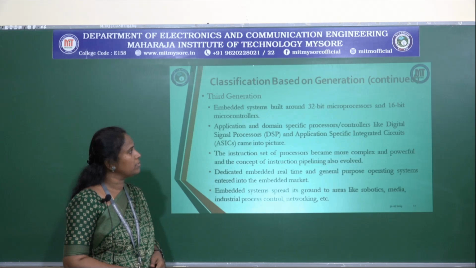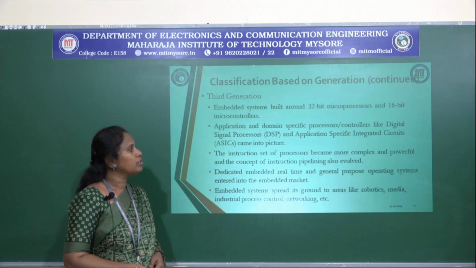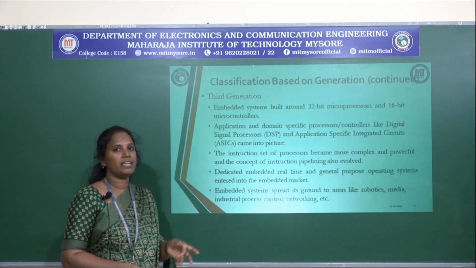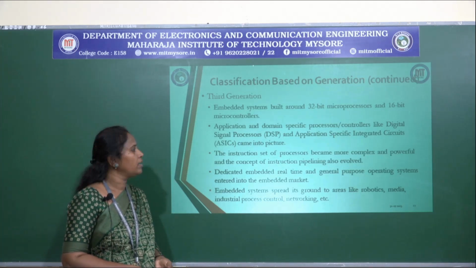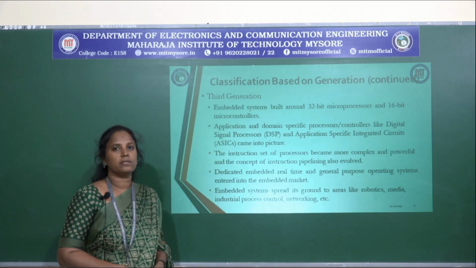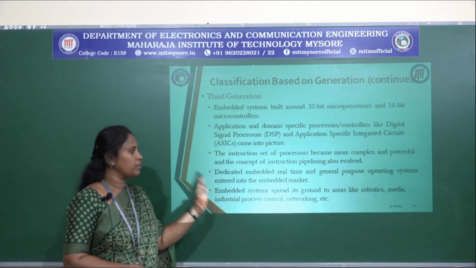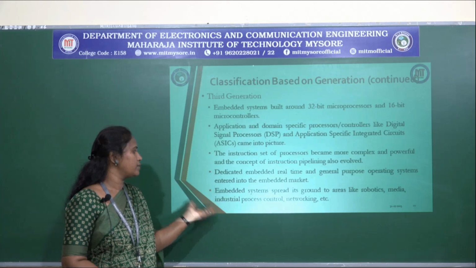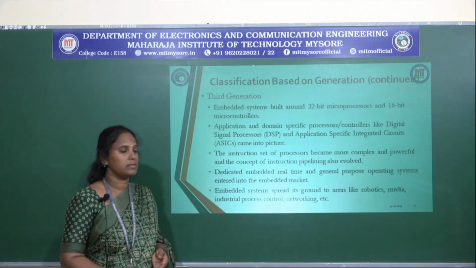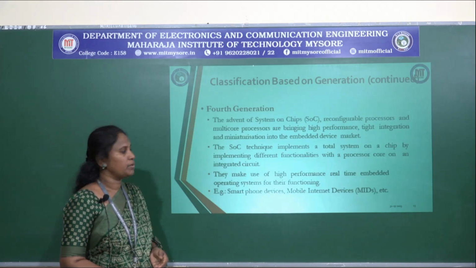Then coming to the 3rd generation, we have 32-bit processors as well as 16-bit microcontrollers. We also have application specific processors like digital signal processing and ASIC, and pipelining of instructions came into existence in the 3rd generation, with applications in the area of robotics, media, industrial process control, networking, etc. These were the major areas where the 3rd generation came into existence.